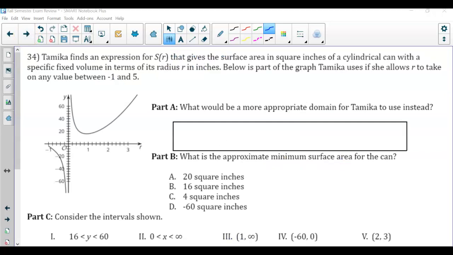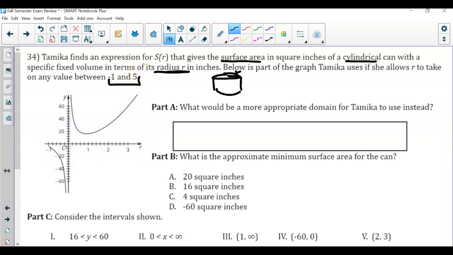In question 34, there are multiple parts for this scenario. Here we have the expression S of R, where we're focusing on the surface area of a cylindrical can, so a cylinder with a specific volume in terms of its radius R. So think of the radius. Remember, we're talking about a cylinder here with a radius R. Now she used R so that it could focus on R as your X values, but focused on negative 1 all the way over to 5.